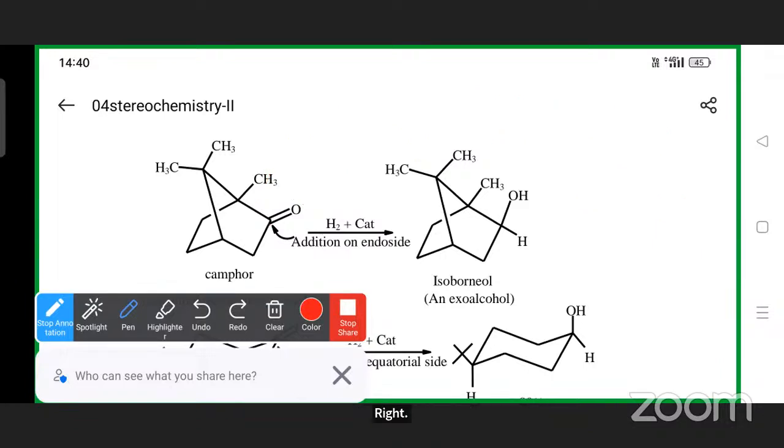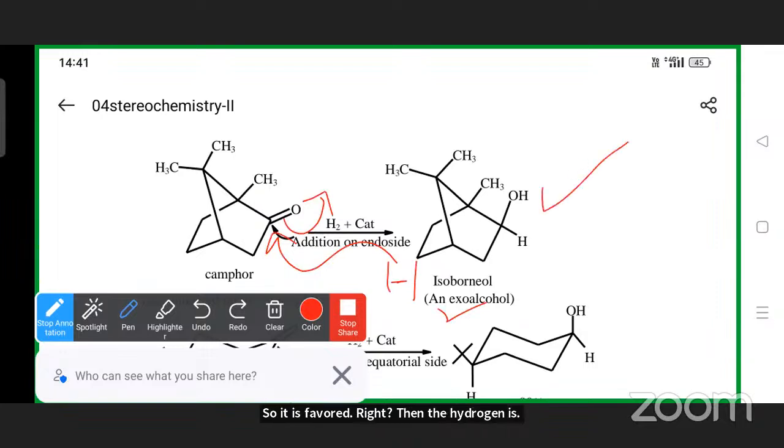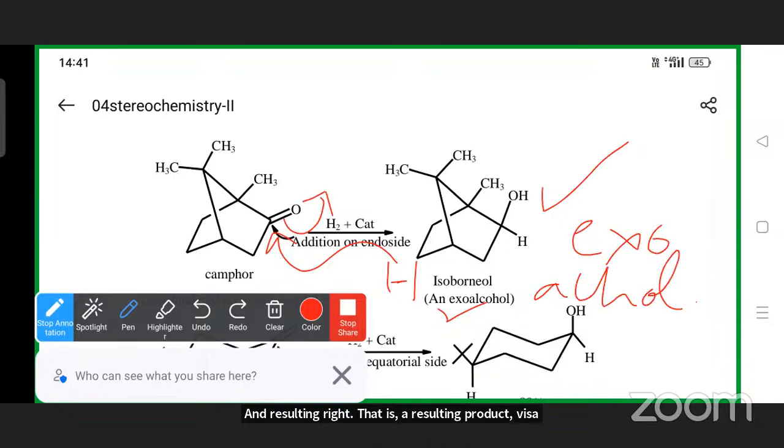That's why the endo attack, endo means bottom side, is favored. When the hydrogen attacks from the bottom side, the resulting product is an exo alcohol. The resulting product is an exo alcohol here.